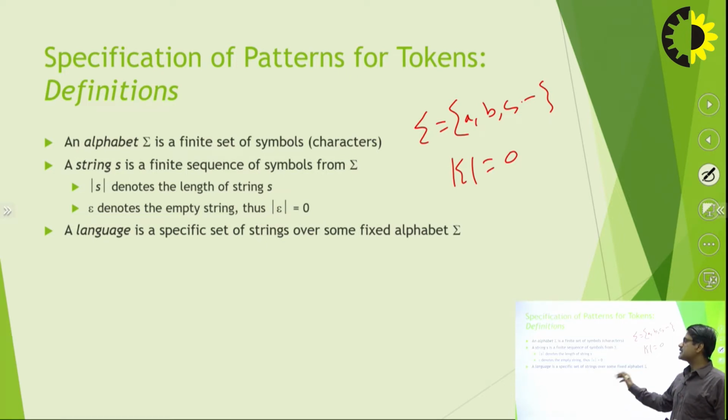Then a language is a specific set of strings over some fixed alphabet summation. The language is accepted by a particular regular expression, or the regular expression is also a language accepted by a particular finite automata. So these are tokens, because tokens are the accepted language of the lexical analyzer, which creates an output, and we use regular grammars and regular expressions for deriving it.